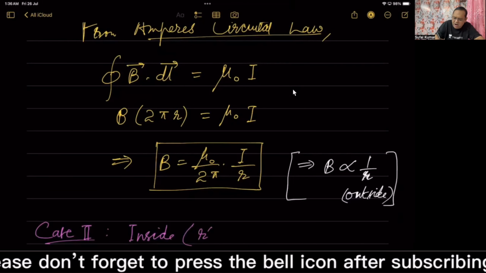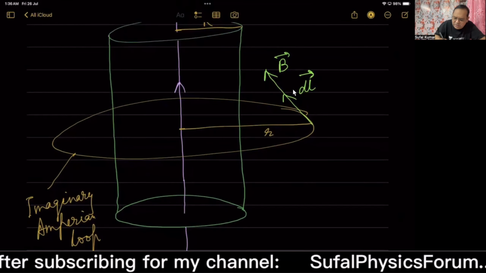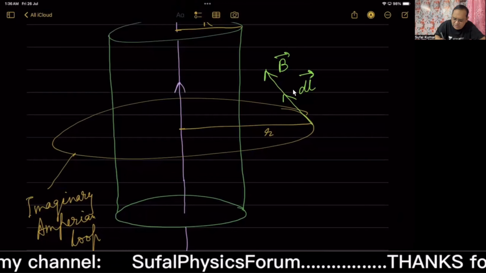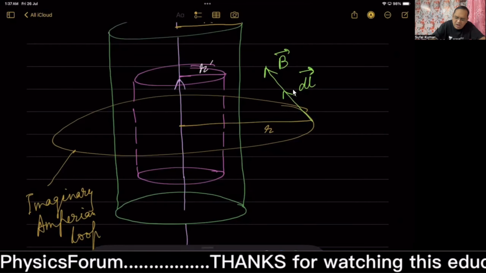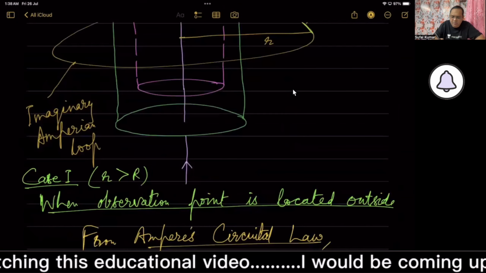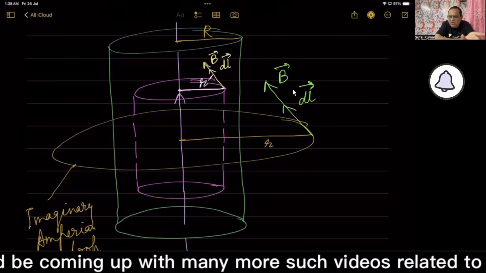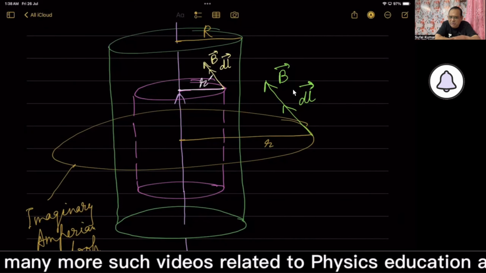Inside, that means r dash is less than capital R. Now a new cylinder I am to consider at the point of observation. So now this is small r dash. At this point only, the same way inside, when solid. Because for outside points it was immaterial whether it is solid or hollow. In both situations it is the same.